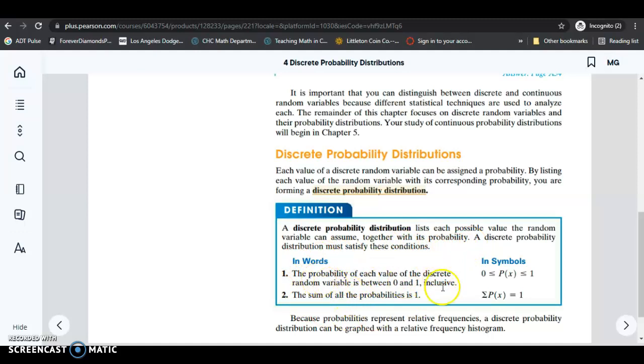Okay, so the first condition says that the probability of each value is between 0 and 1. That's how you write this mathematically: the probability of the value x is between 0 and 1 inclusive. So the probability could be 0, or it could be 1, or any number between 0 and 1. And then condition number 2 says the sum of all the probabilities is 1. This is how you state that mathematically. So if you add up all the probabilities in your table, they should all add up to 1.